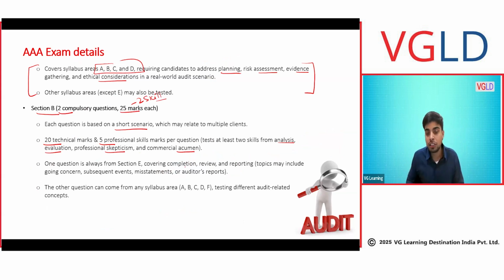There will be one question which will be part of section B, which will be completion, review, and reporting. What is this? Like the planning stage. Let's say if we talk about audit, we will discuss this later on, but just to give a brief: audit is normally divided into 3 to 4 stages. First is the planning stage, where we plan the audit.